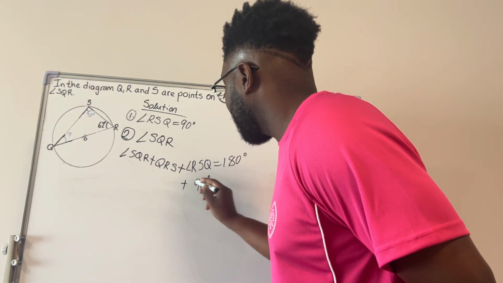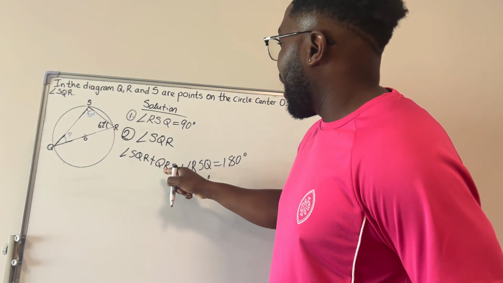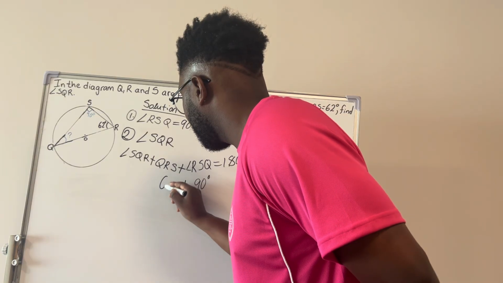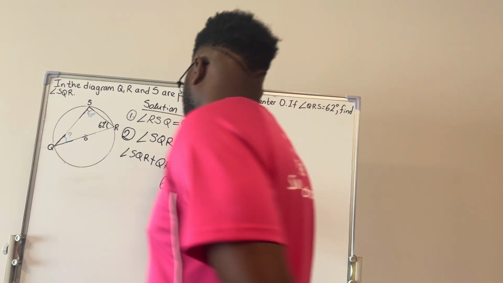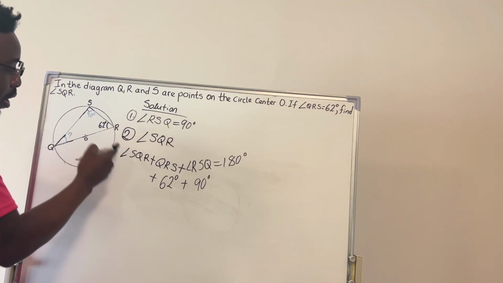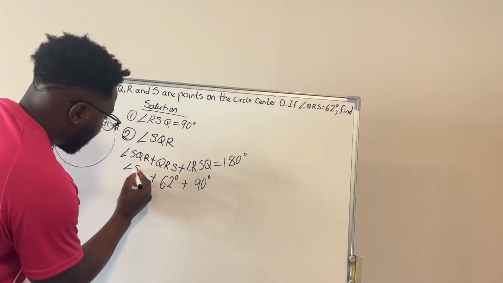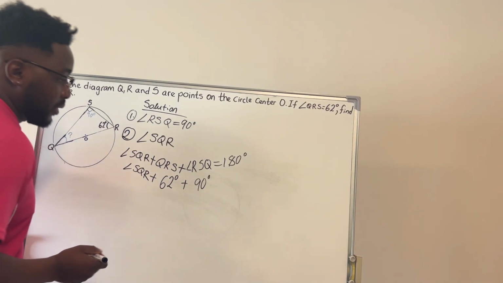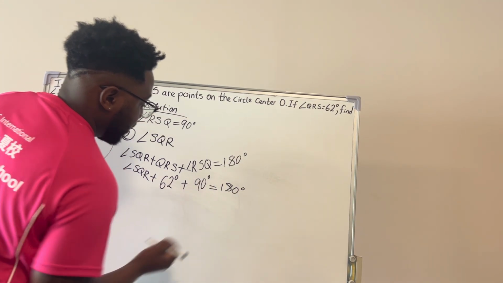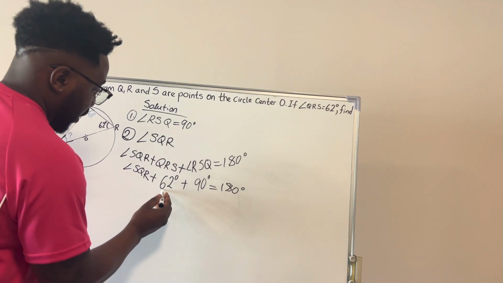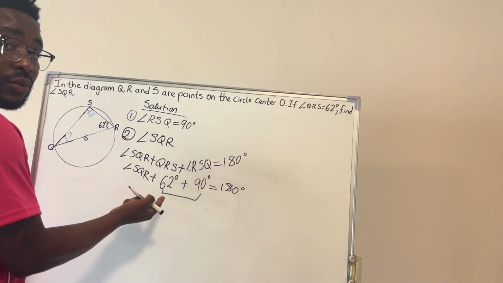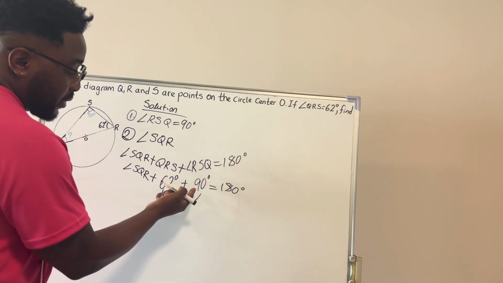Plus we do know that our angle QRS, which was given, is 62 degrees. Plus our angle SQR is what we are looking for, so we shall just write it like that, and we're equating it to 180 degrees. So we can simplify these two, we can add them: 62 plus 90.